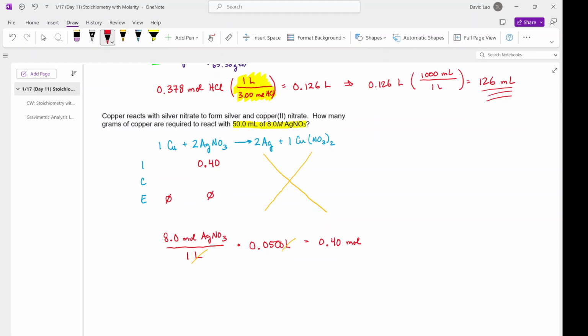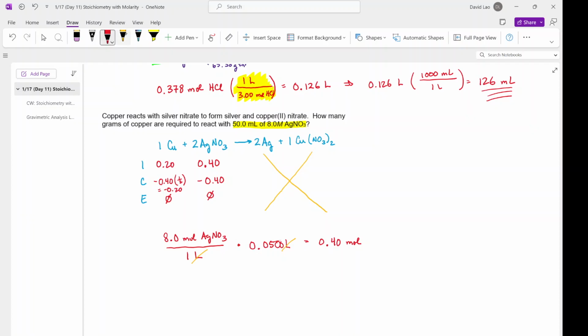So, okay, because this is 0 at the end amount and it starts with 0.40, we know that must be a change of negative 0.40. The change of copper must be 1/2 of that. That is the ratio. Multiply 0.40 by a ratio of 1/2. Sorry, I didn't show my work above, but hopefully you remember that. So this is 0.20, and so this is 0.20.